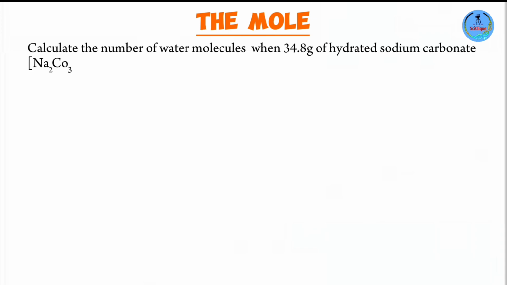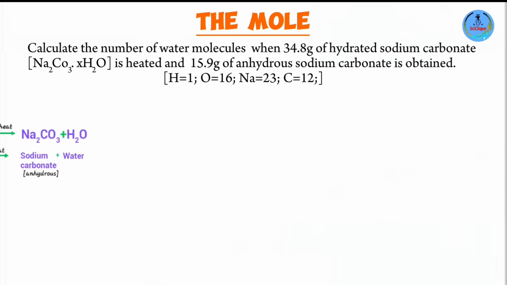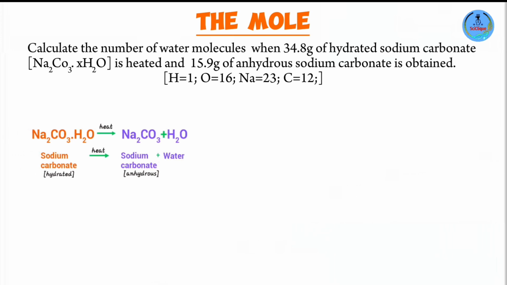Calculate the number of water molecules when 34.8 grams of hydrated sodium carbonate with that formula is heated and 15.9 grams of anhydrous sodium carbonate is obtained. Okay, so we have the RAMs of the following elements. Now, when you have a hydrated salt, such as in this case, when you heat it, the water of crystallization evaporates due to heating, of course. Because water of crystallization is lost, you're going to have a decrease in mass.